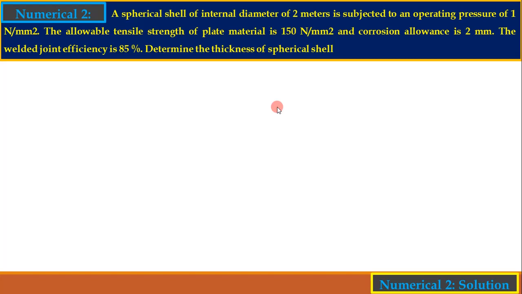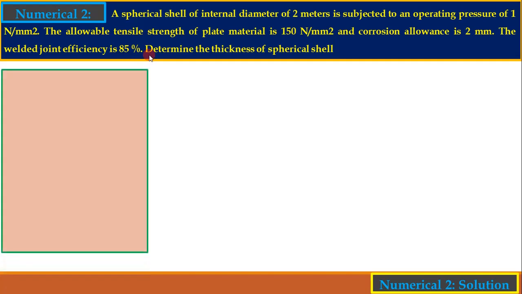Now let us solve the second problem. A spherical shell of internal diameter 2 meters is subjected to an operating pressure of 1 Newton per mm square. The allowable tensile strength of the plate material is 150 Newton per mm square and the corrosion allowance is 2 mm. The weld joint efficiency is 85%. Determine the thickness of the spherical shell.